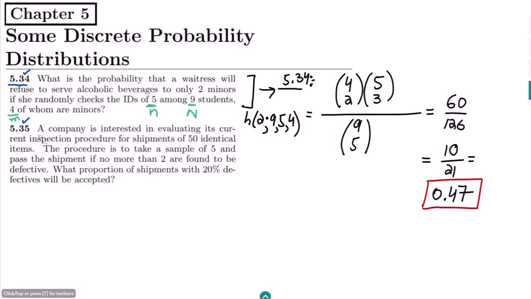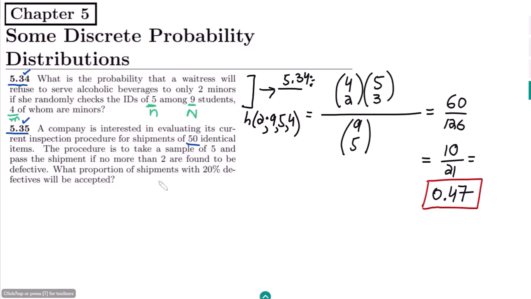Similarly, in solving question 5.35, the statement of it is: a company is interested in evaluating its current inspection procedure for shipment of 50 identical items. Okay, so the identical items are 50. The procedure is to take a sample of 5 and pass the shipment if no more than 2 are found to be defective. What proportion of shipment with 20% defective will be accepted?